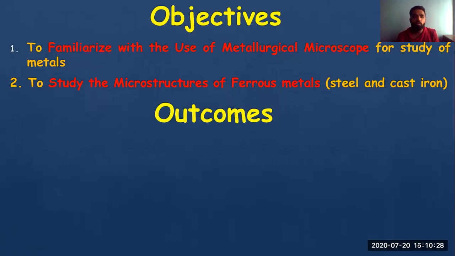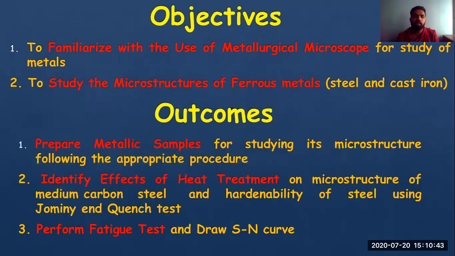Okay, so you will be given samples of various types of steel and various types of cast iron. You have to prepare that sample, or view that sample, and study the microstructures of those ferrous metals. The ferrous metals are of two types: one is steel and another is cast iron. So we will get to the outcomes. Objectives are for when you complete the course, and this will be the overall theme of the subject that you need to cover.